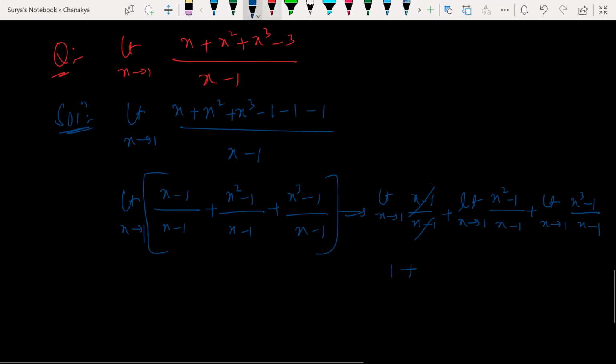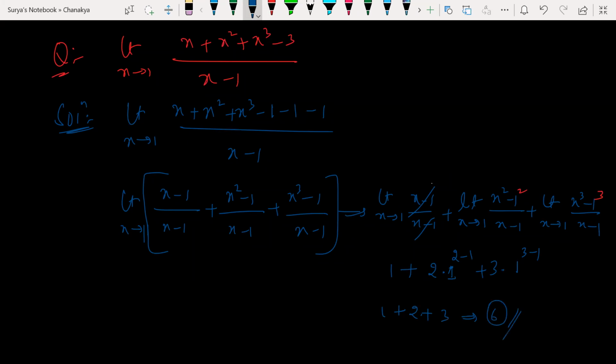So again, can I apply the standard limit formula? Here 1 square, here 1 cube. Look at this now. It is looking like the standard formula or not? What is the formula? Limit x tends to a of x to the power n minus a to the power n divided by x minus a equals n into a to the power n minus 1. So 1 plus 2 into 1, which is 2, plus 3 into 1, which is 3. So what is the answer? 6 is my answer. Clear?